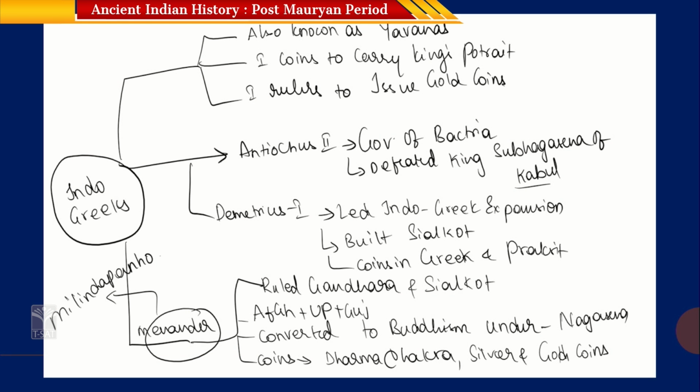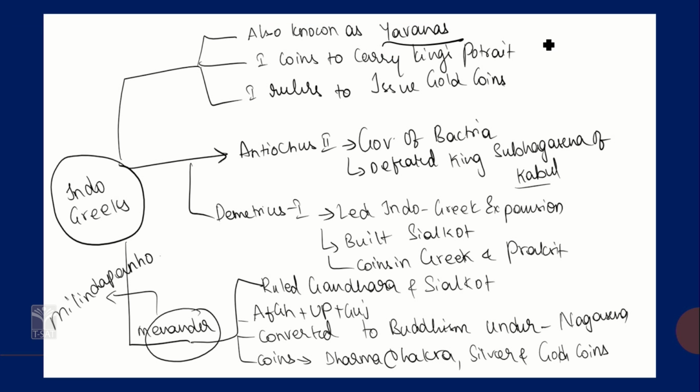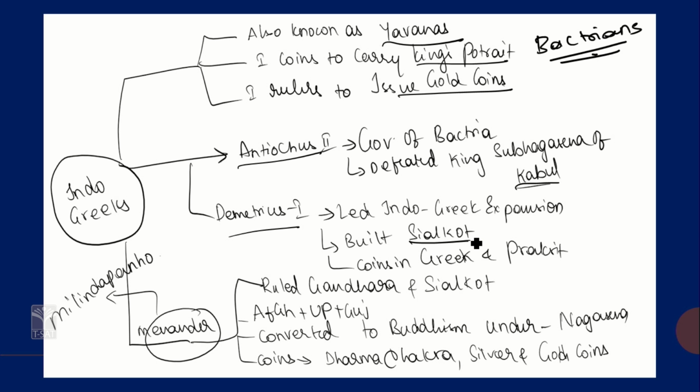Now, Indo-Greek kings were also commonly called Yavanas, Bactrians. They were the first kings to carry king's portrait on their coins. They were also the first to issue gold coins. Okay. Antiochus II was the governor of Bactria originally, defeated by Shubhangasena of Kabul. Demetrius I eventually led these Bactrians into India, expanded into India, built the city of Sialkot. Those days it was called Sakala.